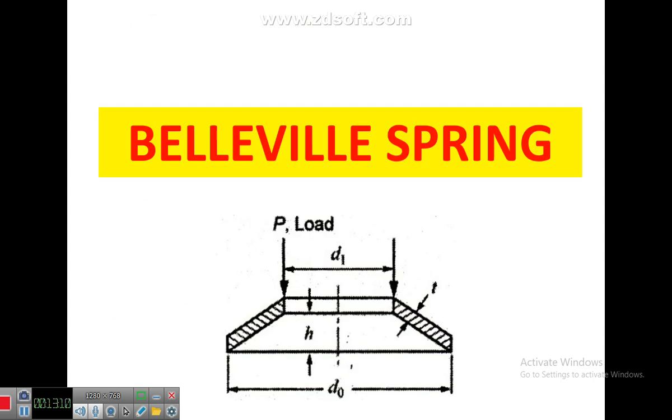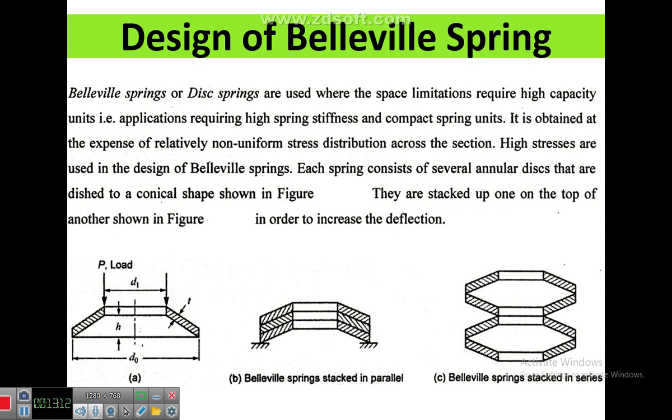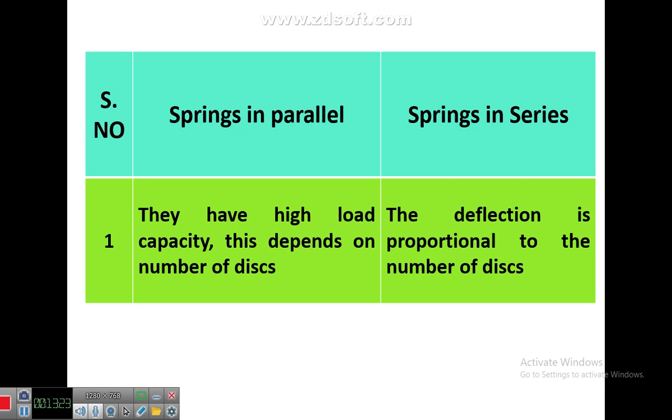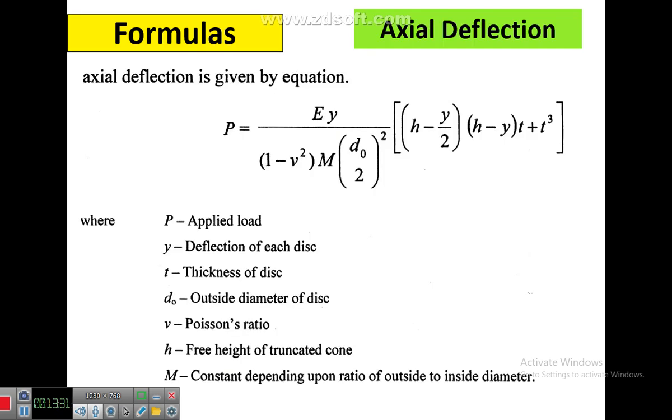And coming to the next topic, Belleville spring. Normally we call it a cup and saucer type of spring. It looks like a cup-like, saucer-like structure. So we can have it in parallel or in series for getting a better output. So these are all the formulas. Here we are going to find the load and the deflections.